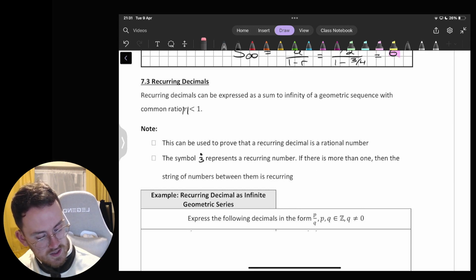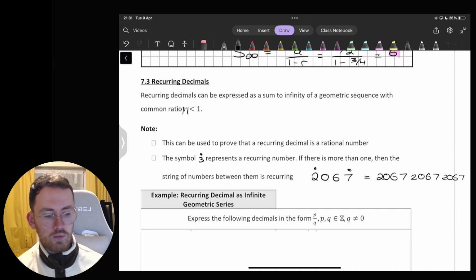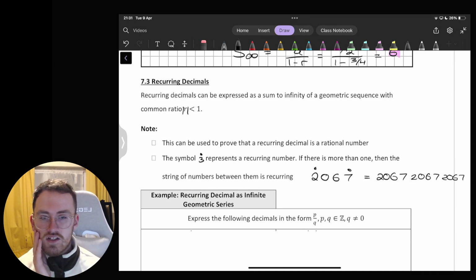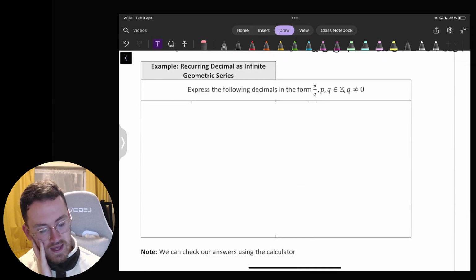What I've said as well is if we have more than one number, so maybe we have 2, 0, 6, 7, what that generally means is that that string of numbers is repeated. So that's what we're coming up with in terms of recurring decimals. Just make sure that you're familiar with that notation for a recurring decimal. It's on your calculator, and you should be able to see it for yourself. You probably have seen it in questions.